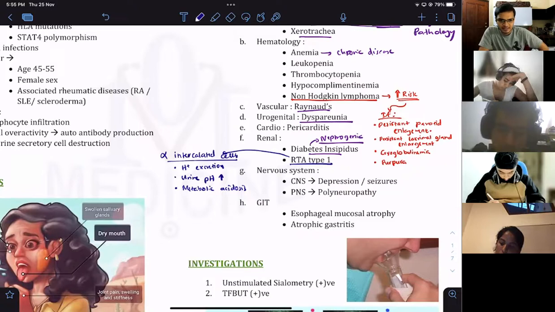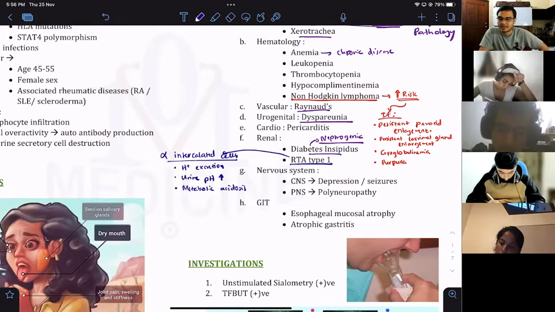Nervous system, guys, not very common, right? CNS: depression, seizures. PNS: polyneuropathy, which is basically abnormal sensations, pins and needles sensation, tingling sensations, these kinds of things, right? For the peripheral nervous system.